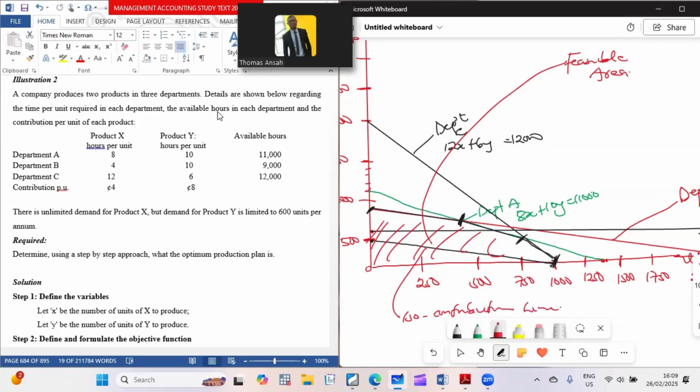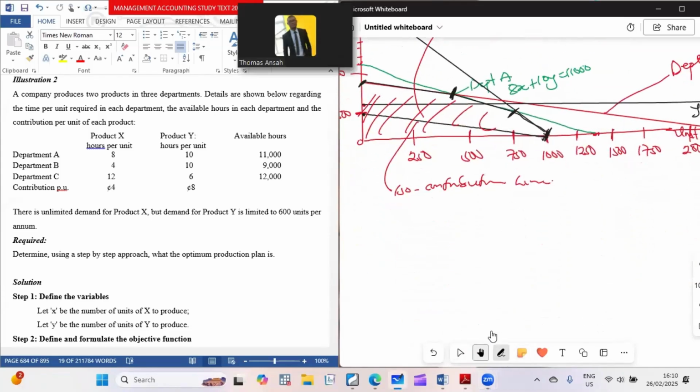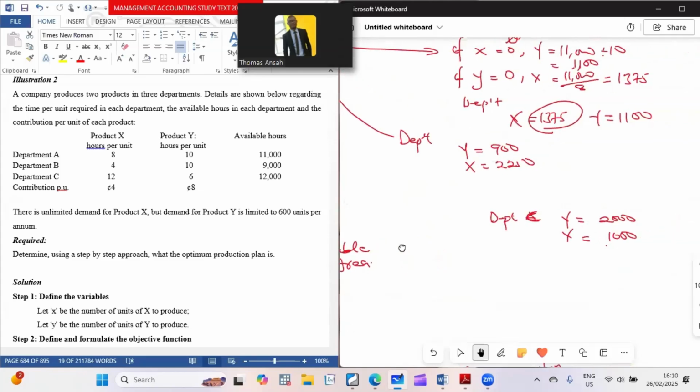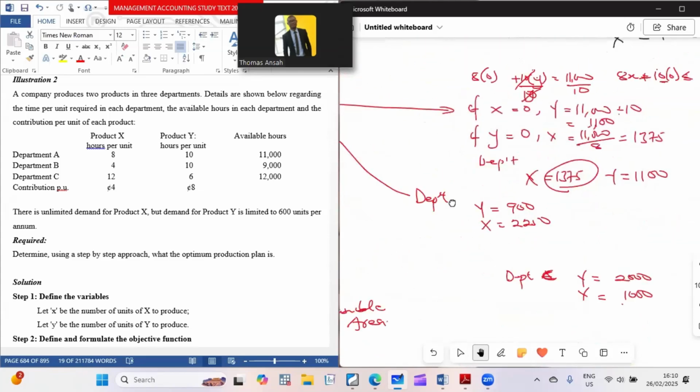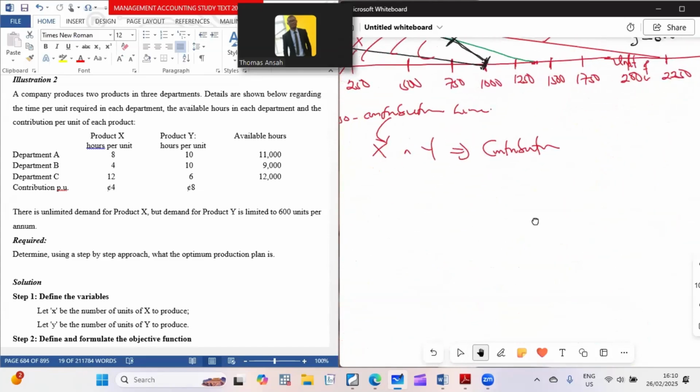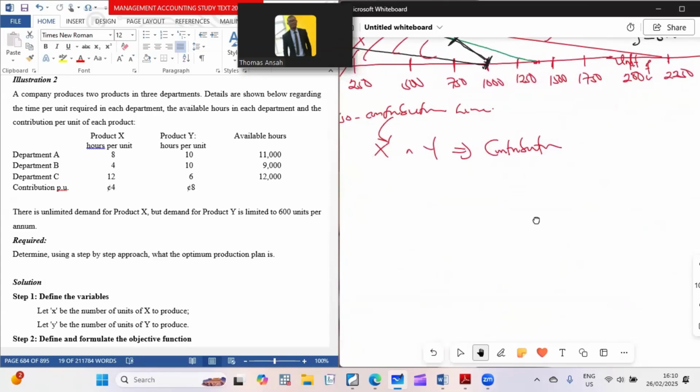But what is the meaning of all these things that we are doing, our ISO contribution line and all these things? We need the optimal. The ISO contribution line is just telling us the combination of X and Y that will yield the same contribution. And that is why I did that side for you, that you saw 32, 32 here. It yields the same contribution.